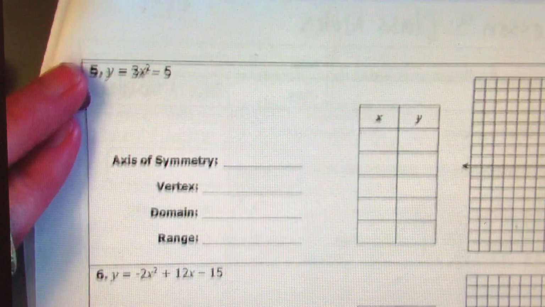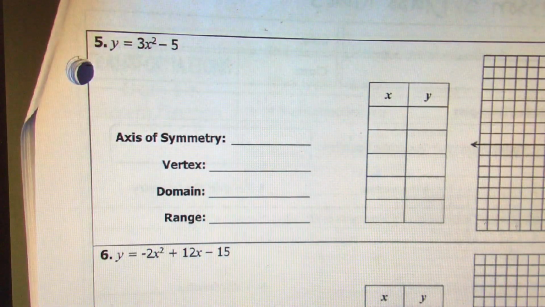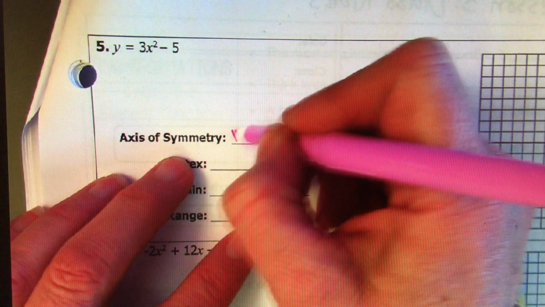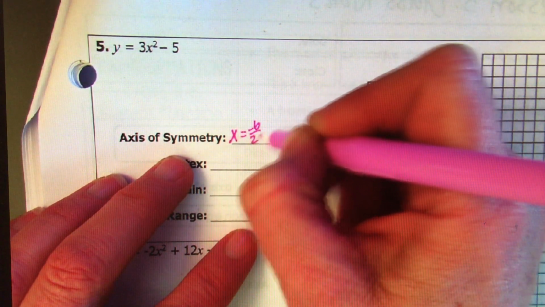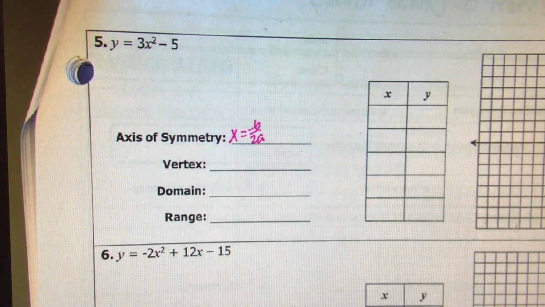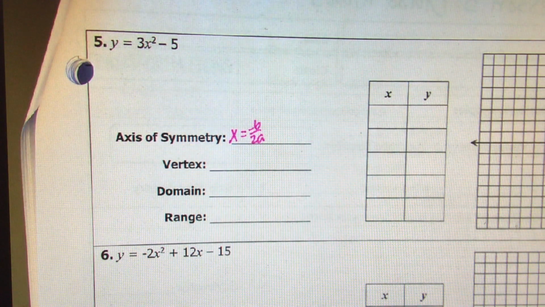On page 8, let's do 5 together. Or let me model it, I guess. And you know what I'm going to write? I'm going to write x equals negative b over 2a. Again, the more you write it, the more you will memorize it. And that is a really good one to memorize.